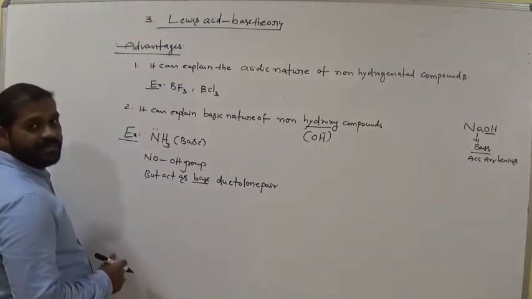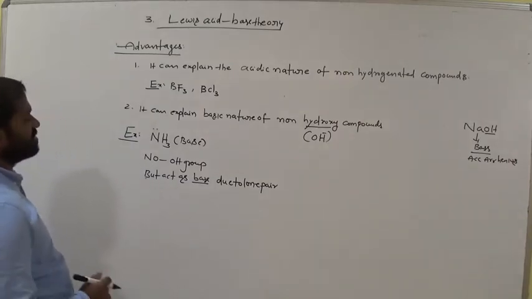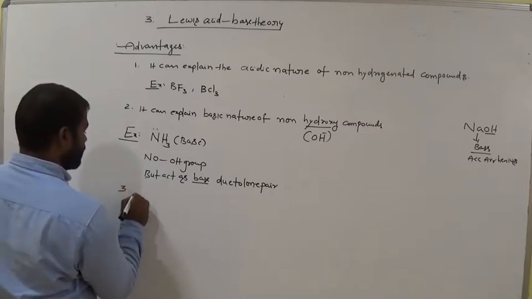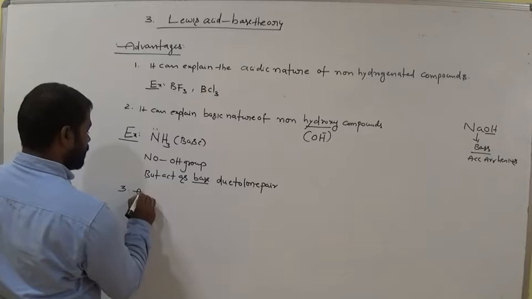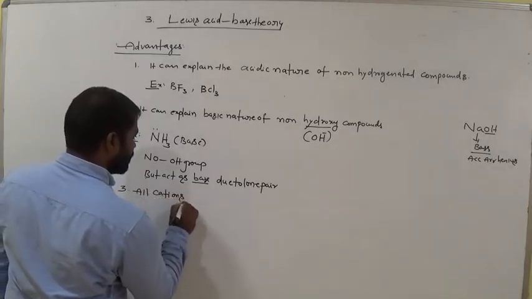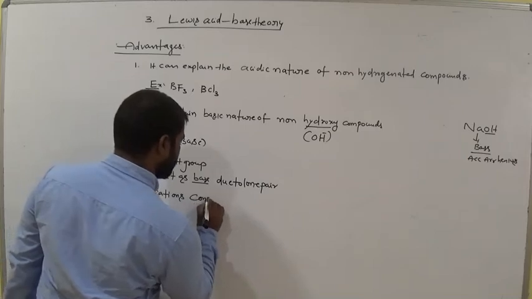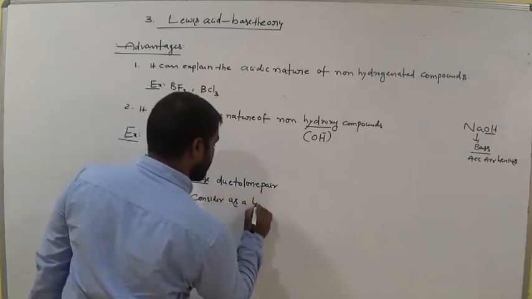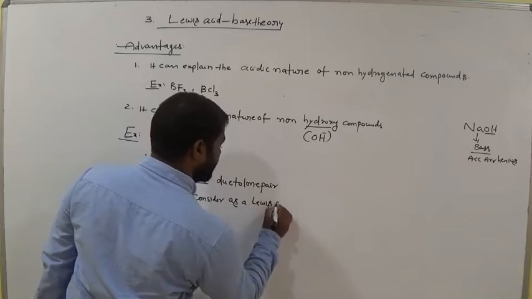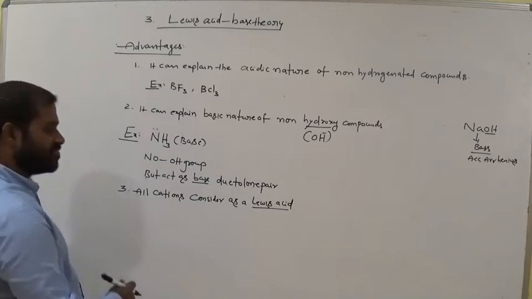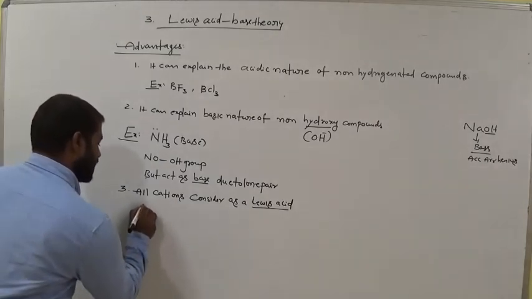Is it clear, all of you? These are the important advantages. Okay. And one more important point here. All cations are considered as a Lewis acid. It includes this point also. So let's see one example.